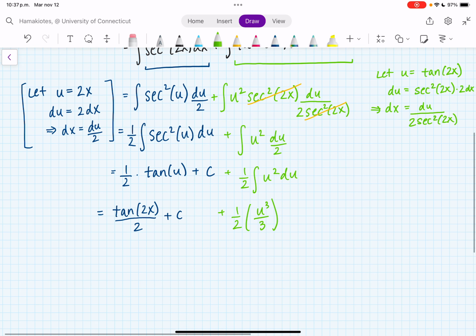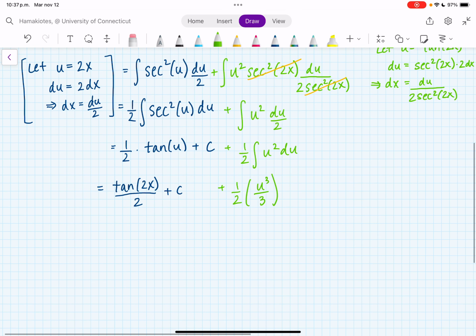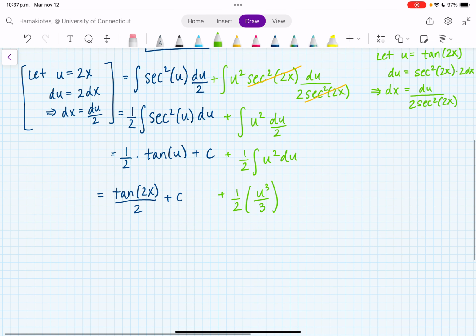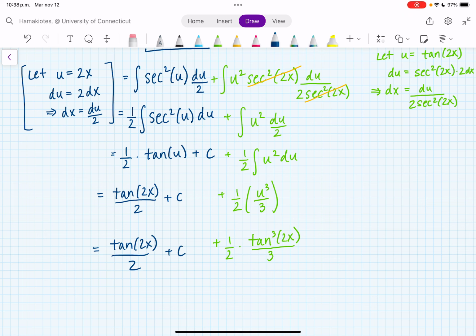And so now we want to plug in u again. So remember, u was tan of 2x. So this is 1/2 times tan cubed 2x over 3. And so we still have this tan of 2x over 2 plus c. We also have a plus c here from evaluating our integral.